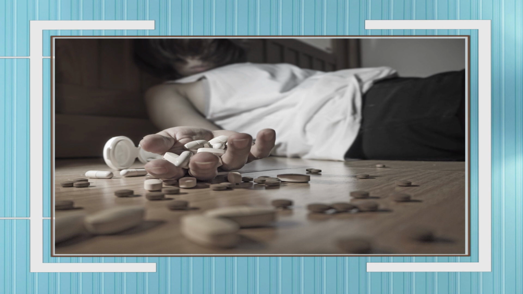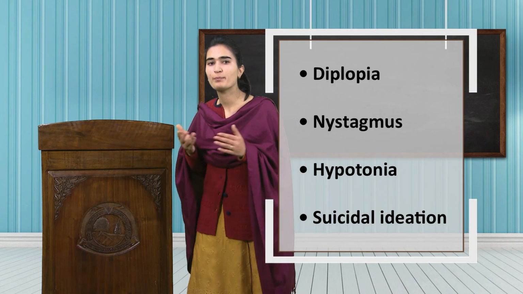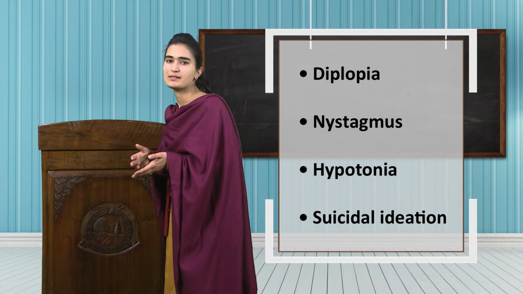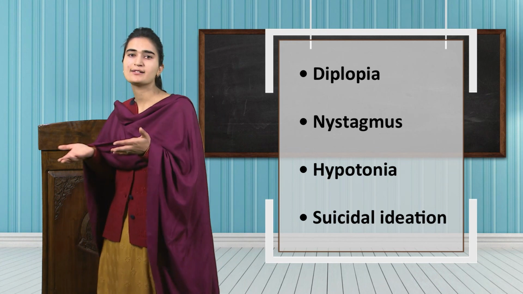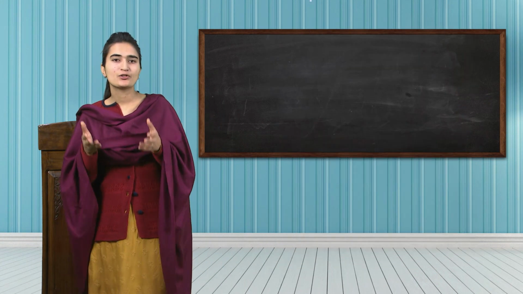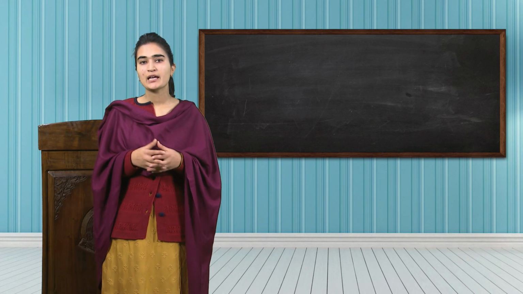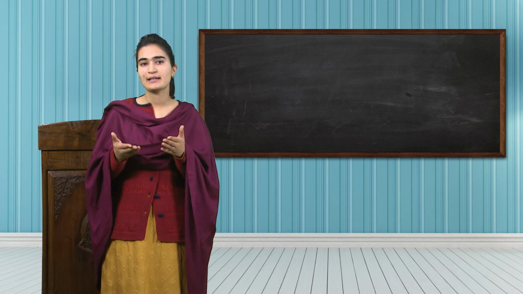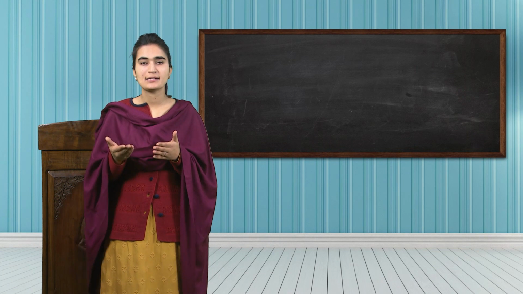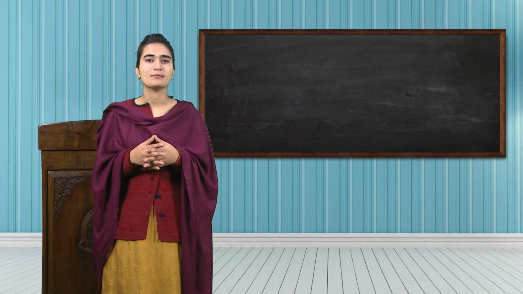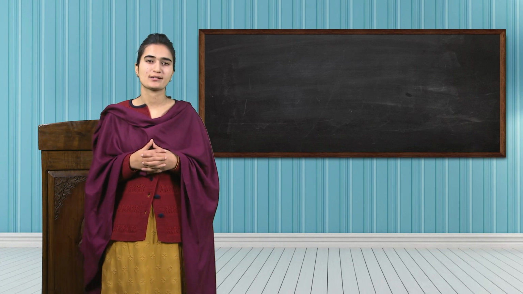Mild barbiturate intoxication resembles alcohol intoxication. Severe forms present with diplopia, nystagmus, hypotonia, and suicidal ideation. Drug automatism may sometimes lead to lethal accidents. Intravenous use can lead to skin abscesses, cellulitis, infections, embolism, and hypersensitivity reactions.